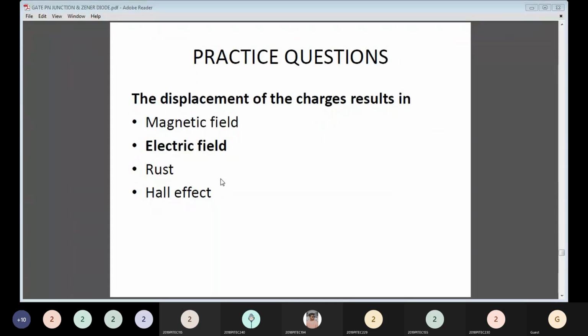The displacement of the charges will result in magnetic field, electric field, rust or Hall effect. So the correct answer will be electric field. So the displacement of the charge will lead to the electric field.